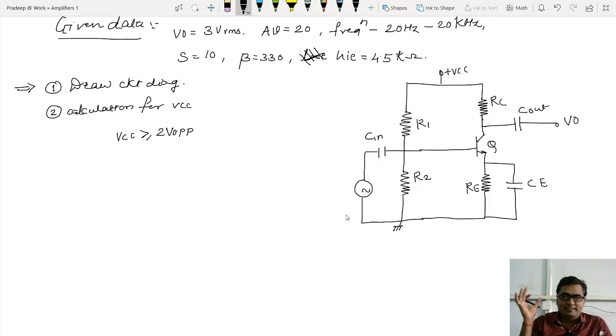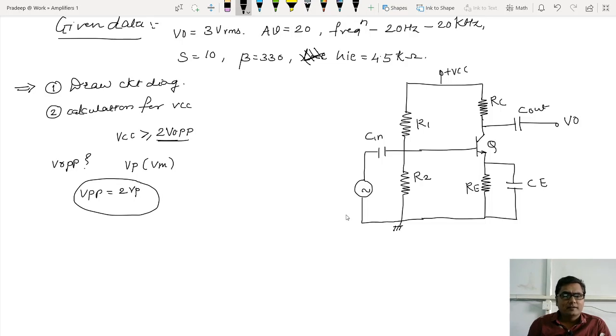Okay, if I go with this consideration, then what will happen? Let me write down here. First, VO peak to peak. What is VO peak to peak? It is not given. So if you calculate V peak, V peak means VM generally. Then V peak to peak is nothing but twice of V peak. Peak to peak means twice of peak. But what about V peak? That is VM. It is not given.